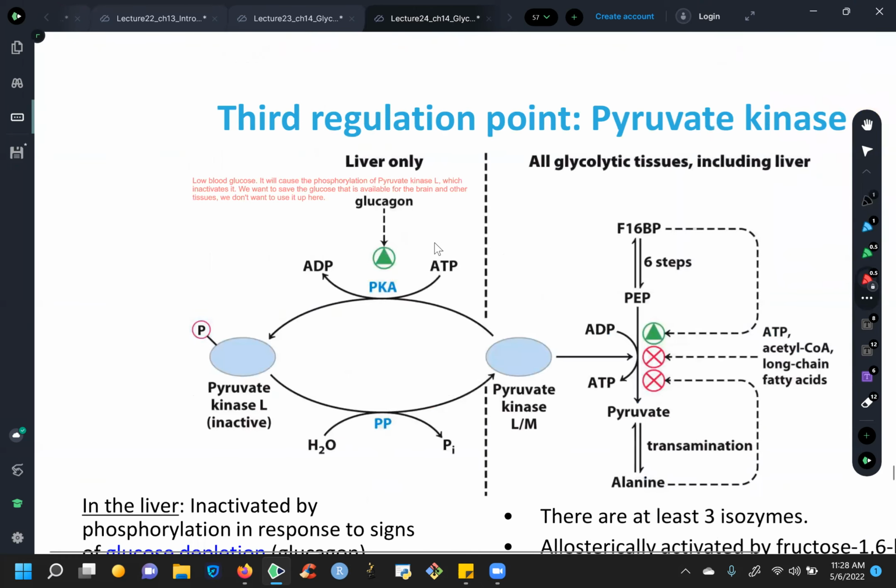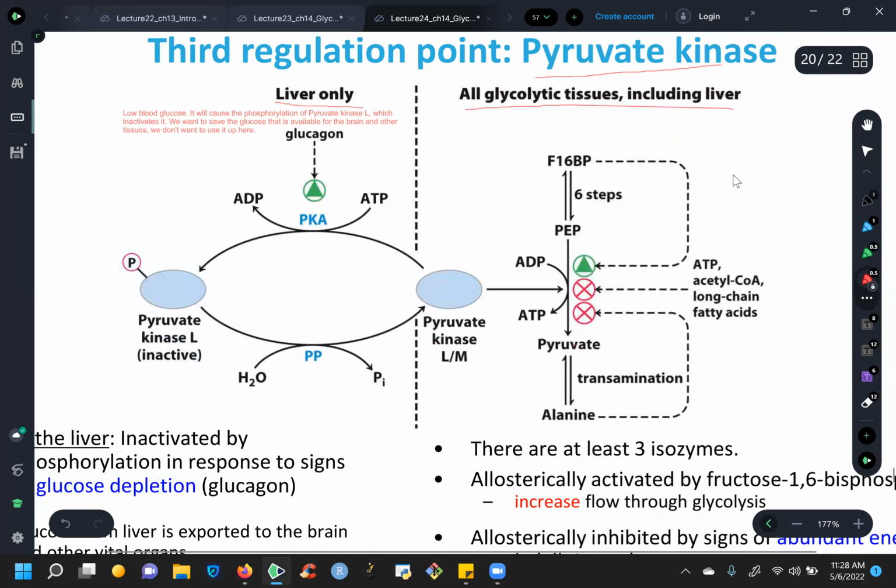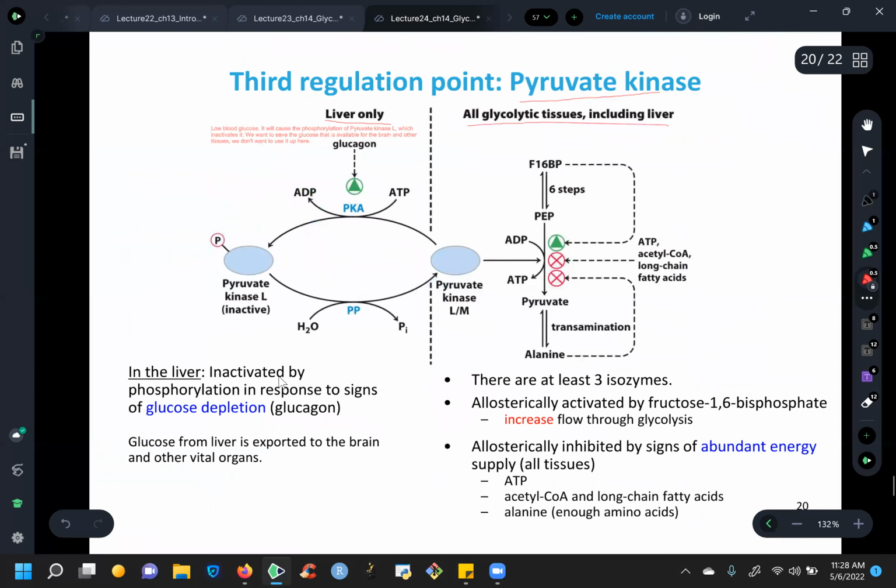Third regulation point is pyruvate kinase. Here we talk about what happens only in the liver and all glycolytic tissues, including the liver. So I'd make a flashcard here. In the liver, it is inactivated by phosphorylation in response to signs of glucose depletion, glucagon. Glucose from the liver is exported to the brain and other vital organs. So if your blood glucose is low, we know that your brain really needs glucose.